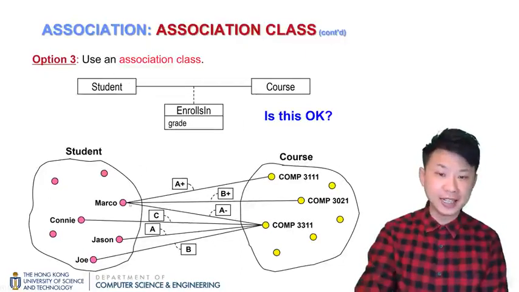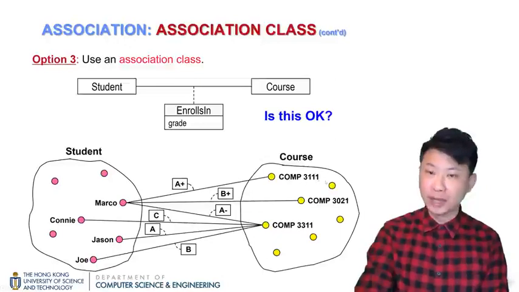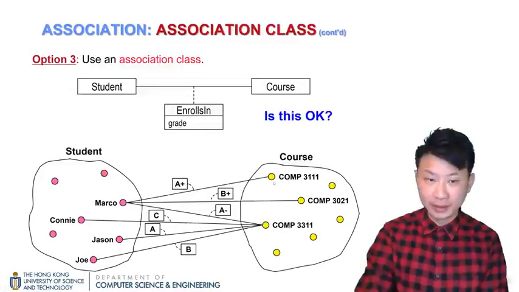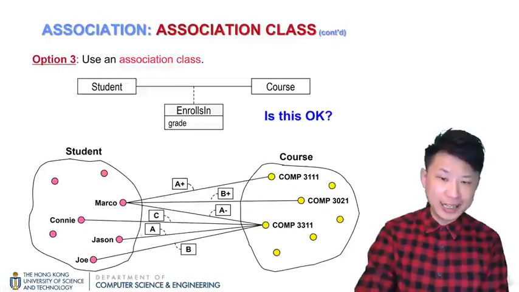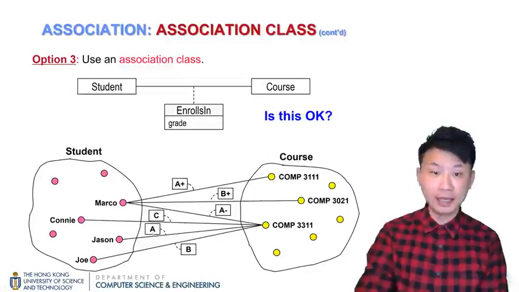This is the situation. For example, Marco enrolled into COM 3111, and then he gets an A+. Then we store this attribute under the link between Marco and COM 3111. As another example, let's say Jason takes COM 3311 and then he gets an A. Again, we store the grade A under this link. Then think about it, is this option okay?